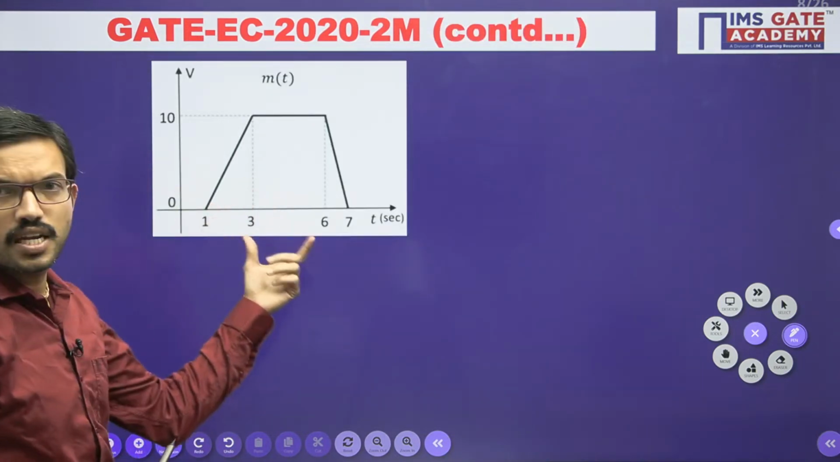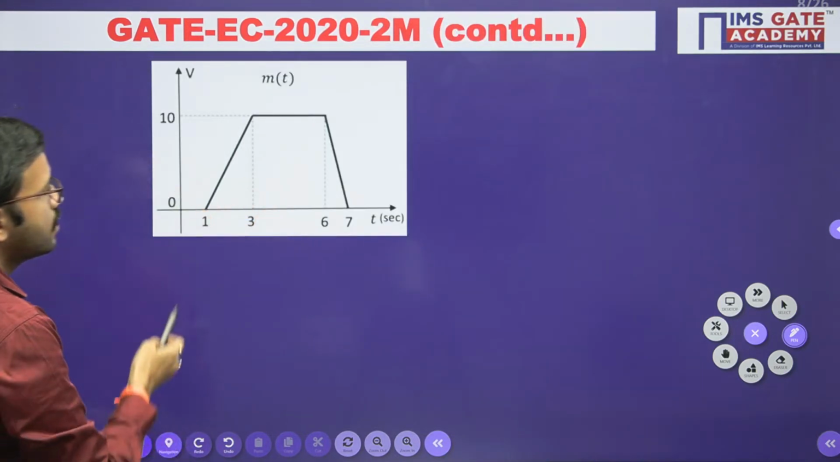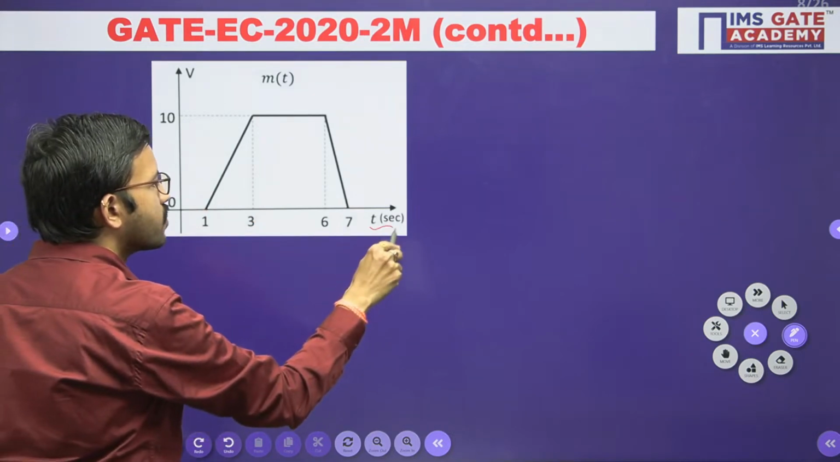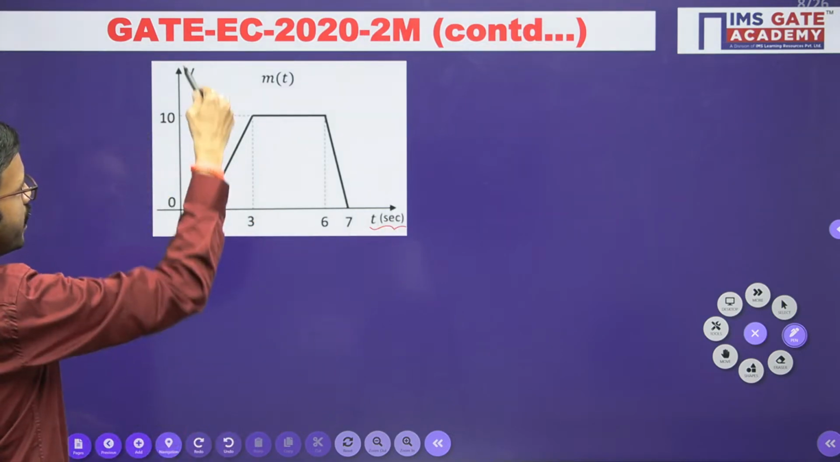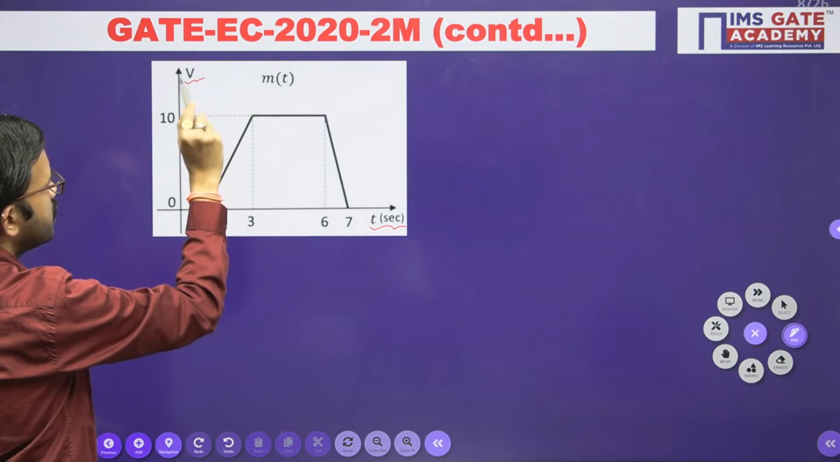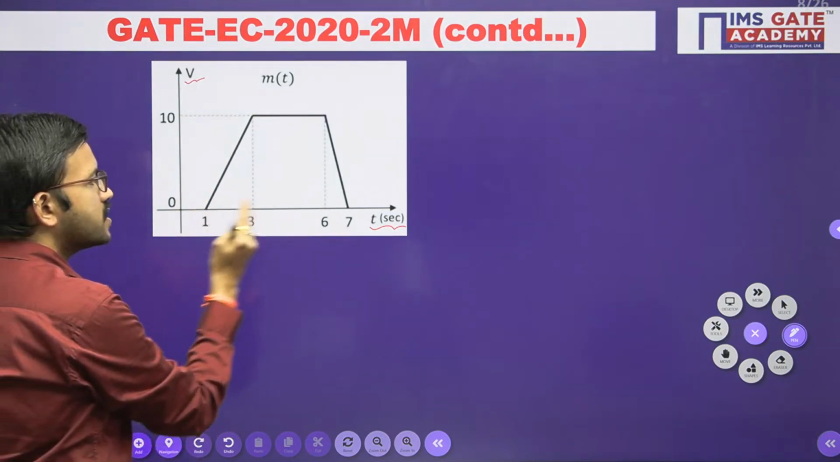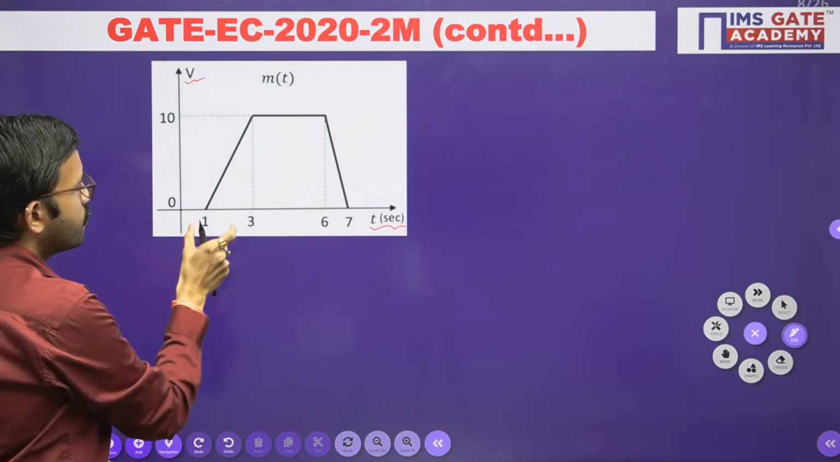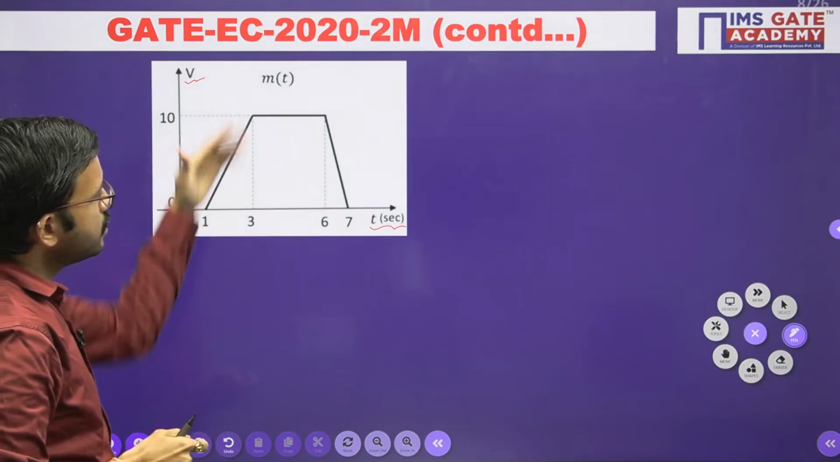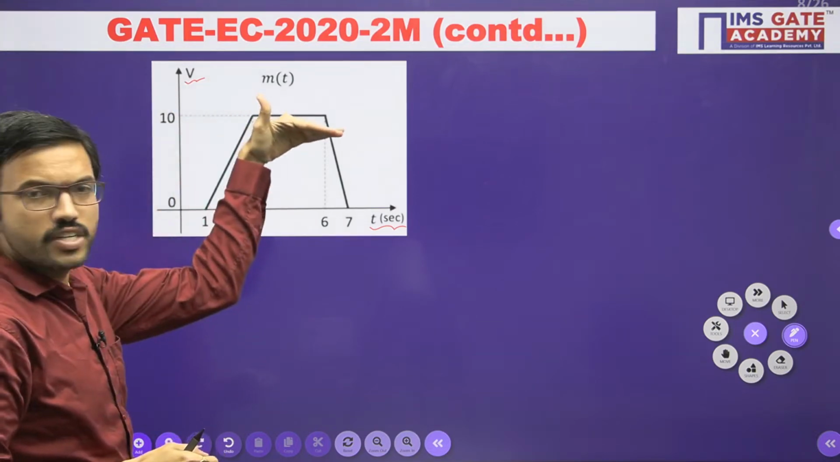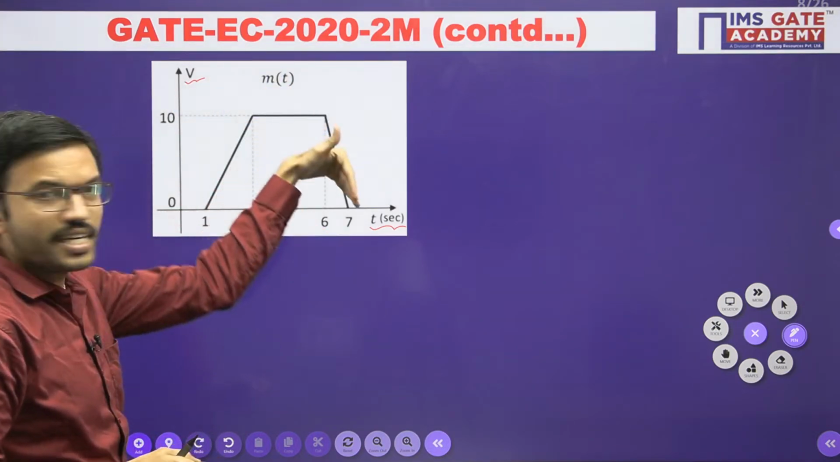Regarding the message signal m of t, you have a waveform like this. Here the x-axis is time, in seconds, whereas the y-axis is amplitude, in volts. This particular signal exists from 1 second to 7 seconds. From 1 to 3, it is a linear function. From 3 to 6, it is a constant function. And from 6 to 7, it is linearly decreasing.